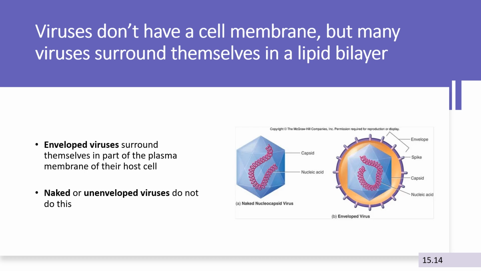Remember that viruses aren't considered cells and don't have their own plasma membrane. However, there are some viruses that are surrounded by a phospholipid bilayer. But first, some terminology. Viruses that aren't enclosed in a membrane are known as naked or unenveloped viruses. Enveloped viruses are enclosed in a plasma membrane made of phospholipids. However, they don't make that membrane themselves. Instead, they steal it from their host cell.